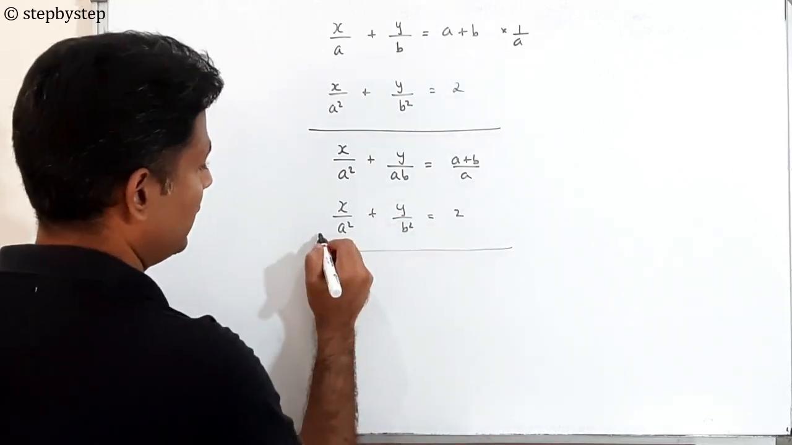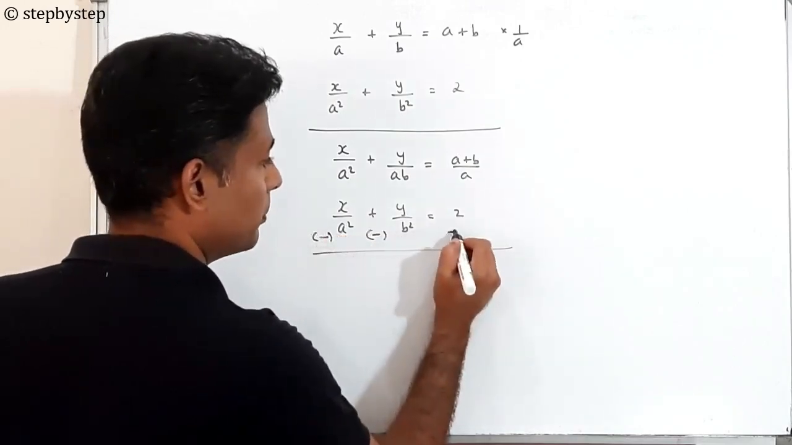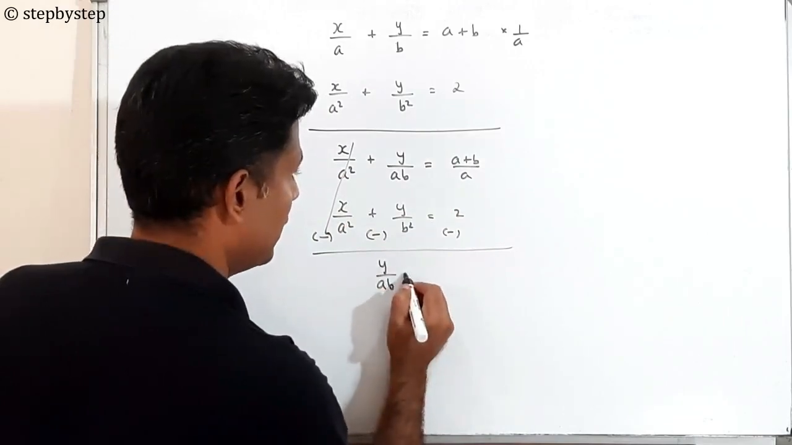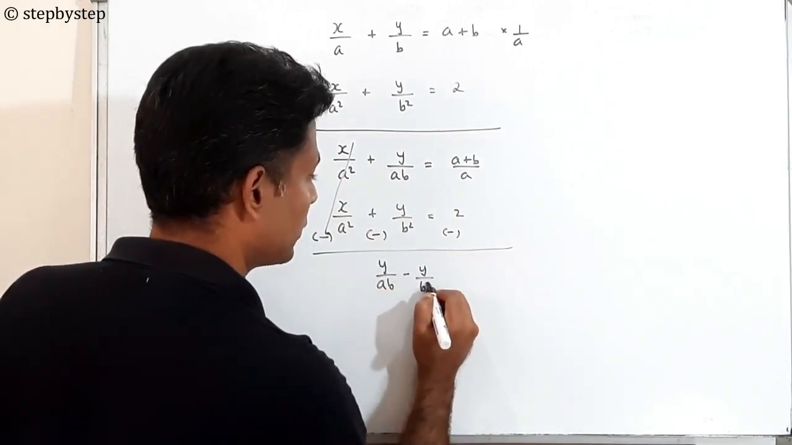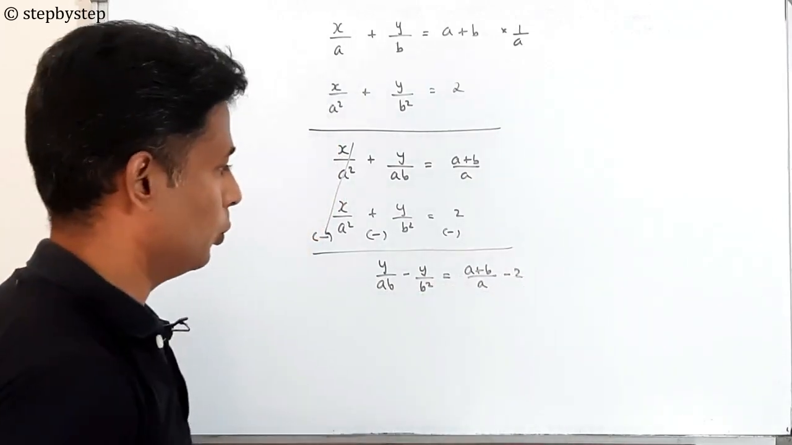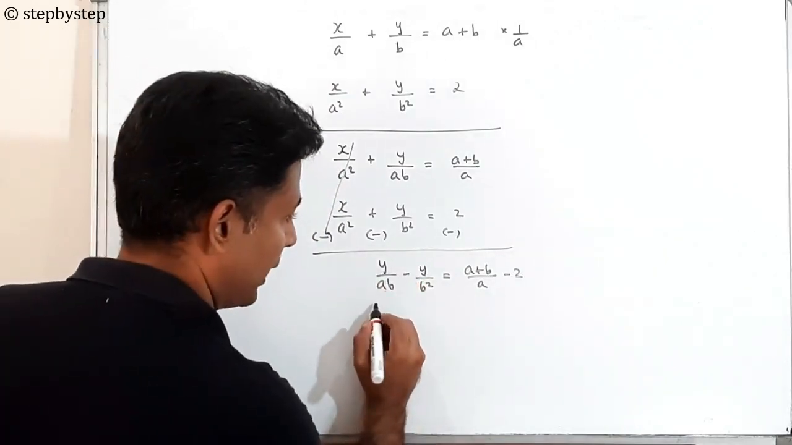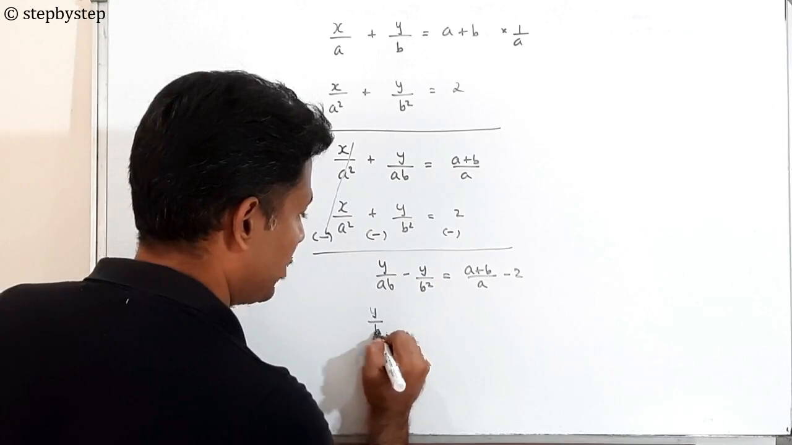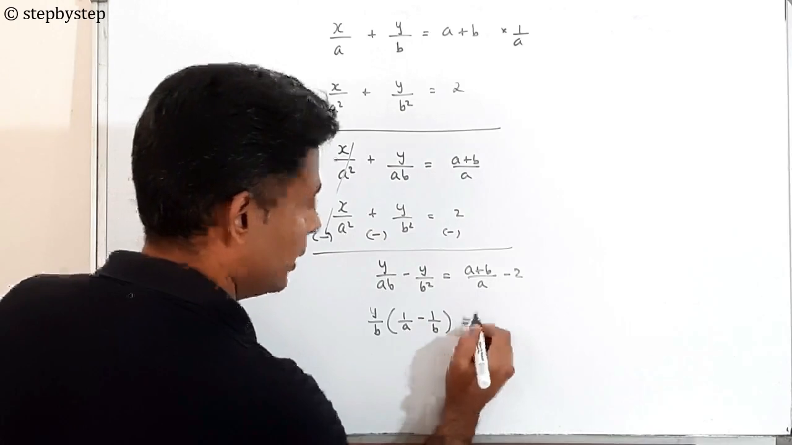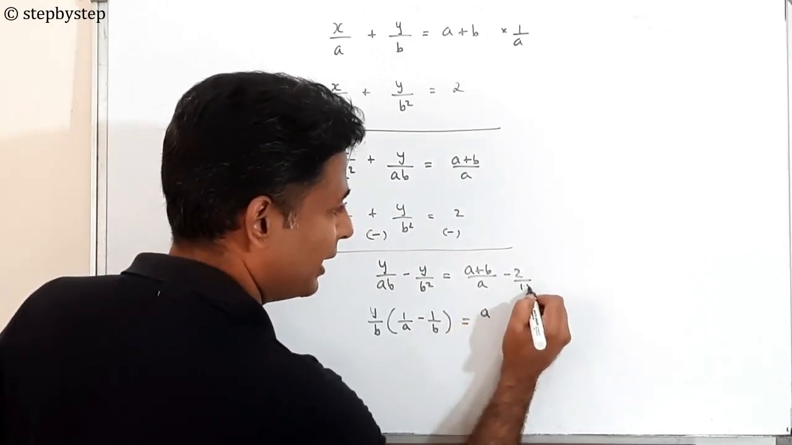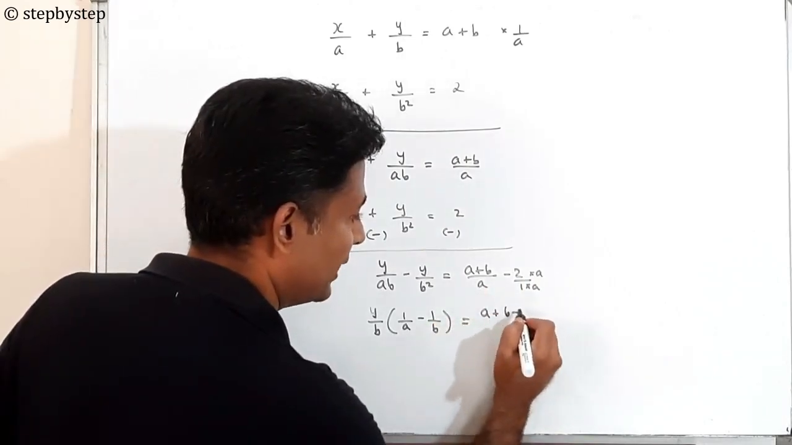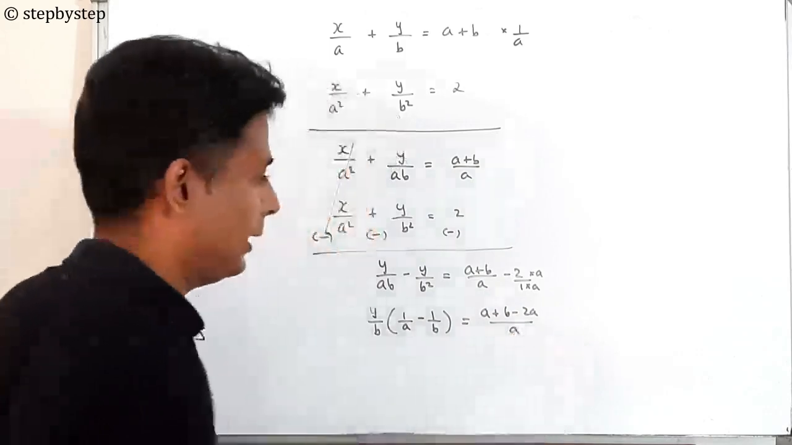Now using elimination method, minus, minus, minus, this thing cancels. We get y by ab minus y by b square equal to a plus b by a minus 2. Now I can take y and b common, right? So I'll take y by b common. What remains? 1 by a minus 1 by b. Here I'll take LCM. I'll get here by 1 into a because a will be the LCM. So I get a plus b minus 2a by a, right?